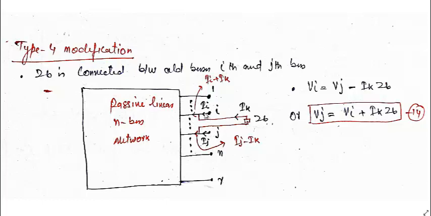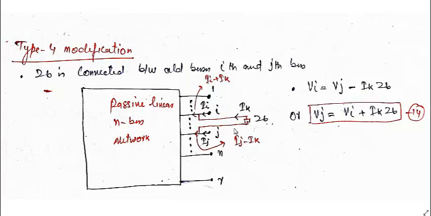The current from this point is exactly equal to Ij. The current from this point is exactly equal to Ii. But the current that is injected into the ith bus, this is the point taken from the ith bus outside this box, so the current injected will be Ii plus Ik. Here it will be Ij minus Ik.